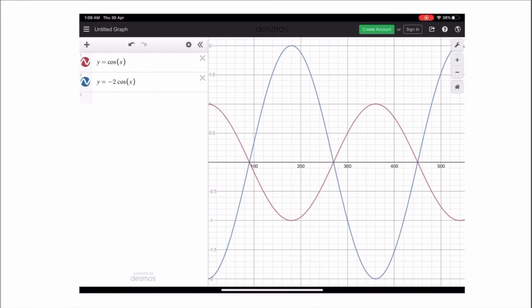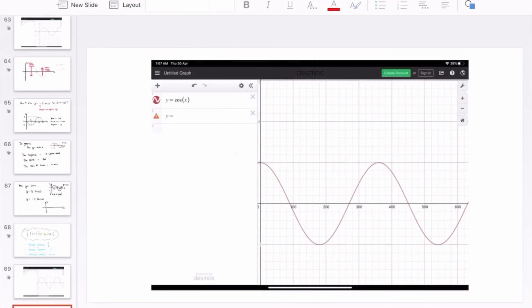So what we did today was simply looking at y equals a sine x or a cosine x. The effect of a in front of the sine and cosine is just to stretch the curve vertically. Everything else remains the same. The period is still 360, the angles are still the same, only the amplitude changes. Alright, that's all for today.